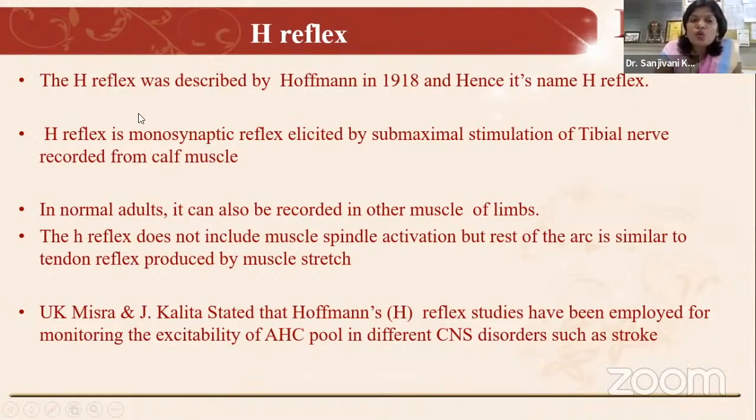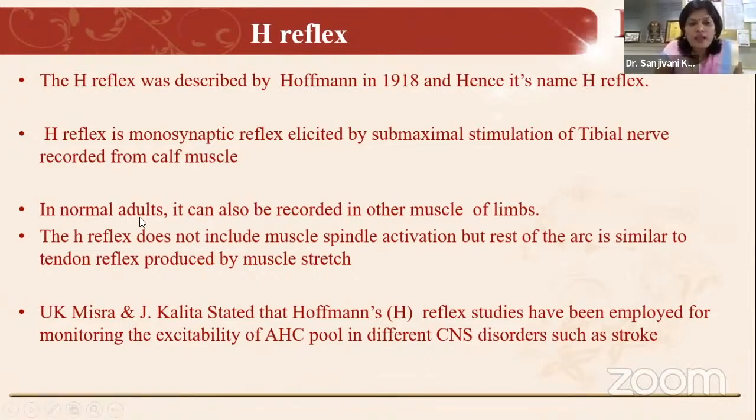The H reflex is a monosynaptic reflex. It is elicited by stimulation of the tibial nerve, recorded from the calf muscle. In NCV machines, we have submaximal and supramaximal stimulation. In the H reflex, we always give a submaximal stimulation, meaning the intensity will not be more than, you can say, 50. It will be less than 50.